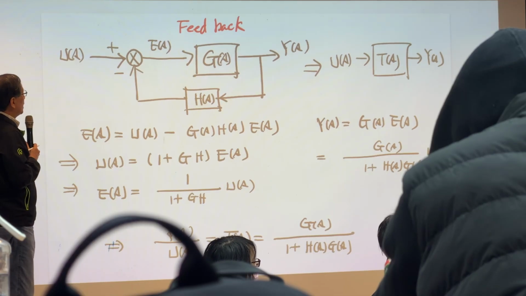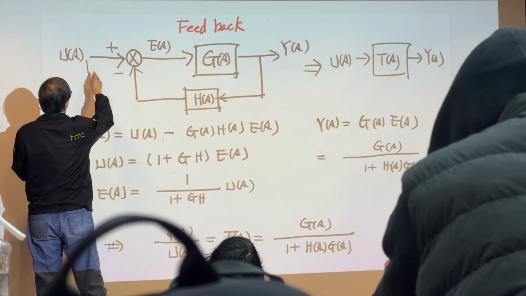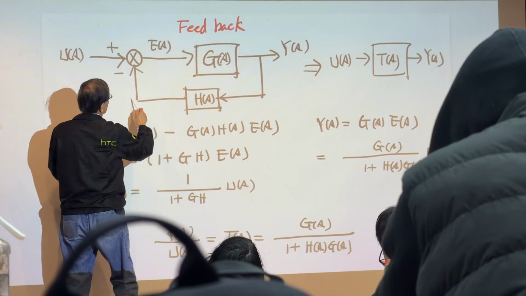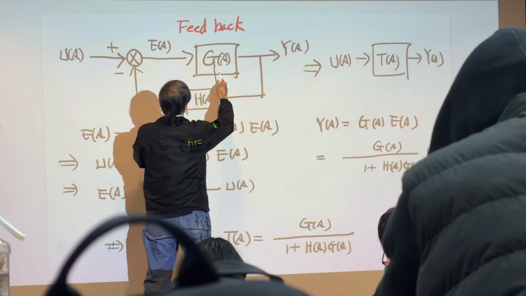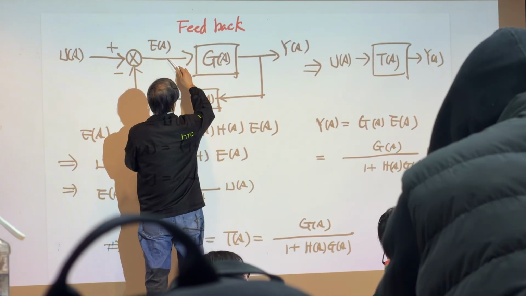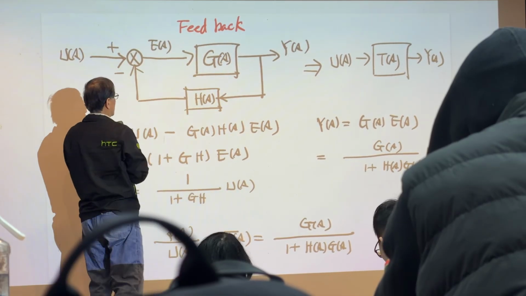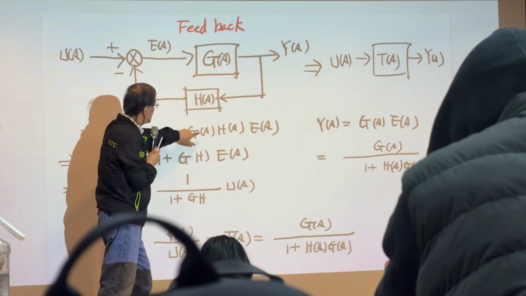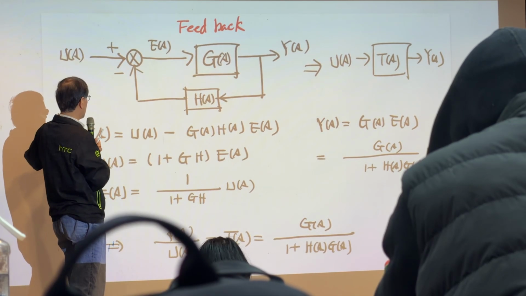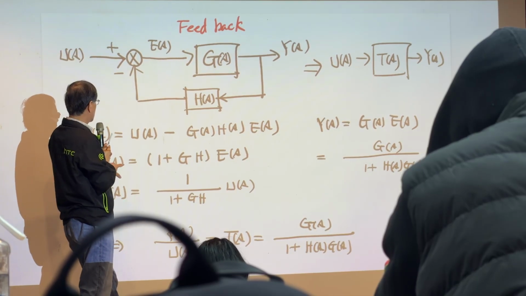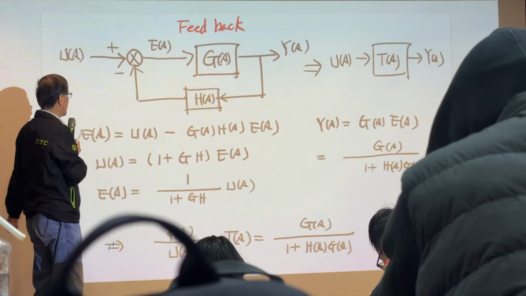Okay? And here, E(s), the error, equals U minus this, right, from here. But this one is actually G times H. So E(s) equals U(s) minus G times H E(s), right? And then U(s), because now we put them together, equals (1 plus GH) E(s), okay? And E(s) equals this, right?